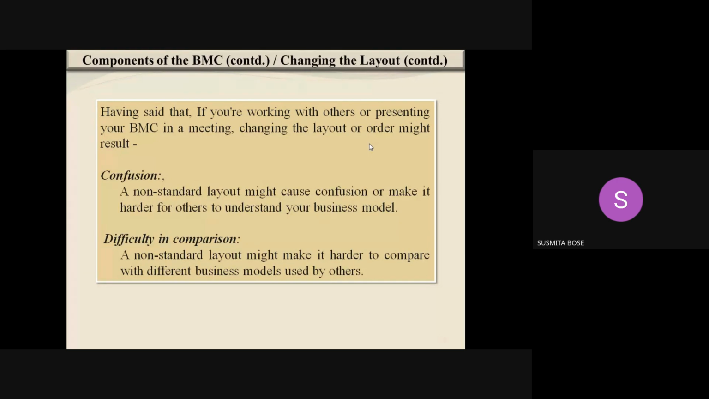If yours is non-standard and someone else is using the standard one, it will be difficult for you to compare. So my suggestion would be, if you want to change the layout, don't change the layout thoroughly. Maintain the standard layout, where the blocks are meant for the elements. You can modify it a little bit by adding pictures or diagrams, or you can change the colors, or add some visualizing effect. But it's better to maintain the standard BMC layout.